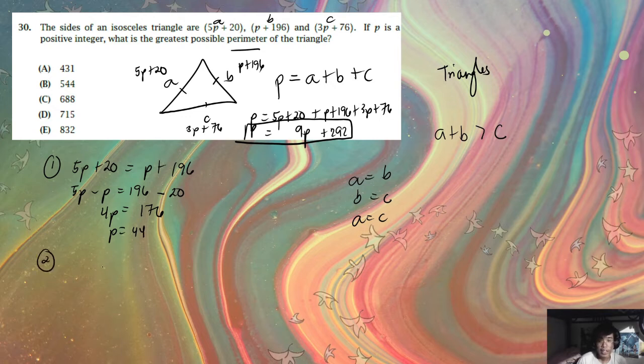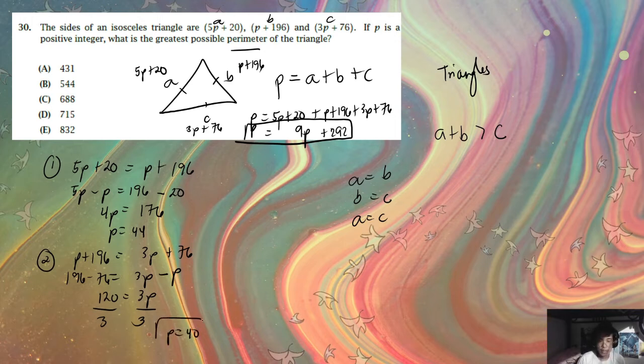For our second case, we can say that b is equal to c. They could be isosceles triangles for all we know. So we can write p plus 196 is equal to 3p plus 76. We can say that 3p minus p is equal to 196 minus 76. 196 minus 76 is equal to 120, and that's equal to 3p. If we divide both sides by 3, 120 divided by 3 is 40. For our second case, the value of p is equal to 40.